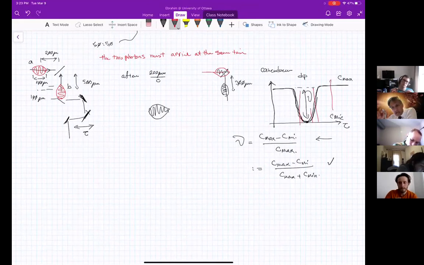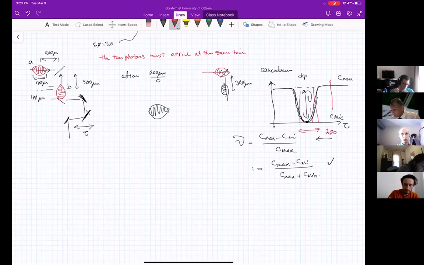And having an idea of what this dimension is, right? How close you can get, how far the two photons can be from each other. This is about 100, or let's say 200-300 micrometers.